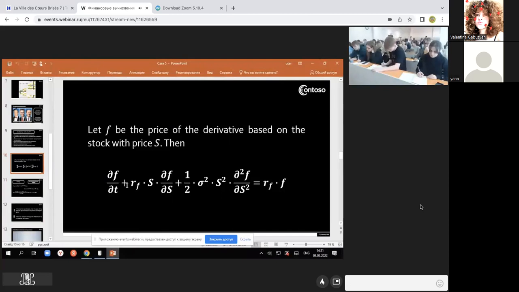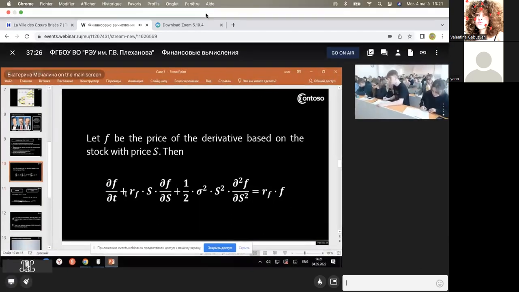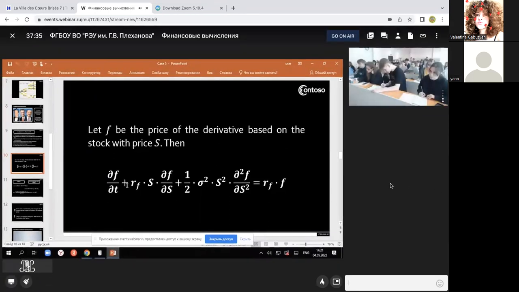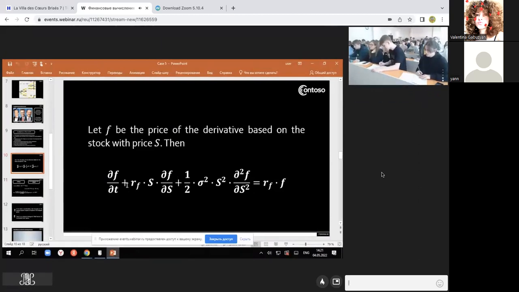For the European put option, we will get that it must be equal to the opposite difference. It will be the maximum of K minus S and 0 at the time moment T. Any solution of this equation represents the theoretical price of the derivative.